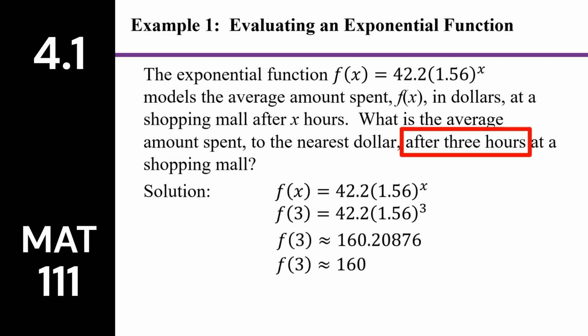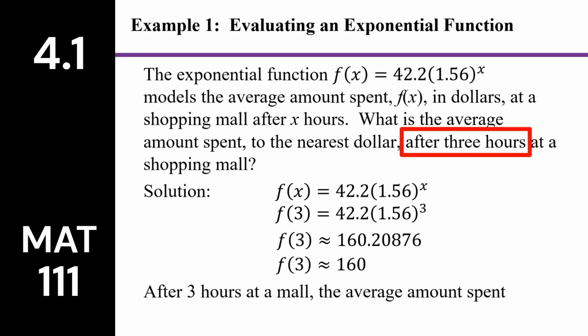and we will substitute that into our calculator, and it should work out to the value that you see here. And we round to the nearest whole number. So that tells us that after 3 hours at the mall, the average amount spent is $160.